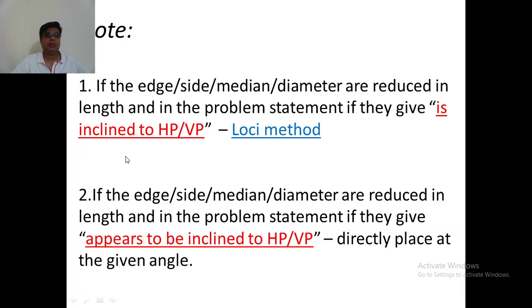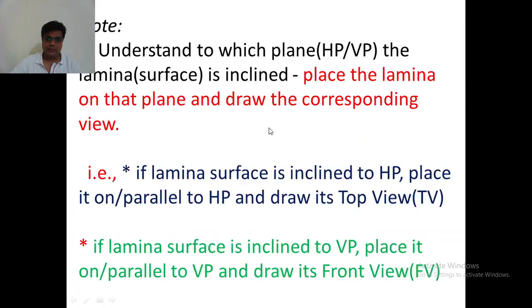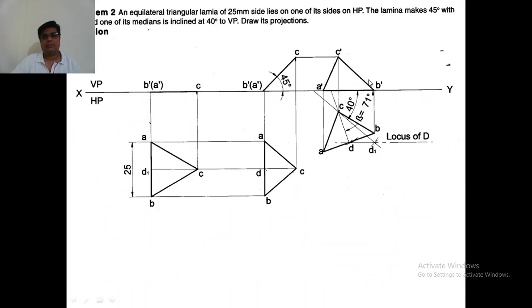So in the problem, always understand whether it is given as directly inclined to HP, or whether it is given as appears to be inclined. If they give directly that it is inclined to HP or VP, then we should go for the loci method. So this loci method is now applied to this particular problem. Why is that? We will see now.